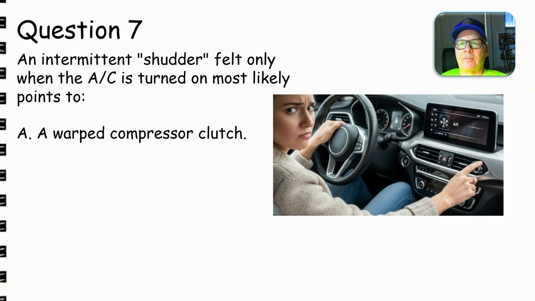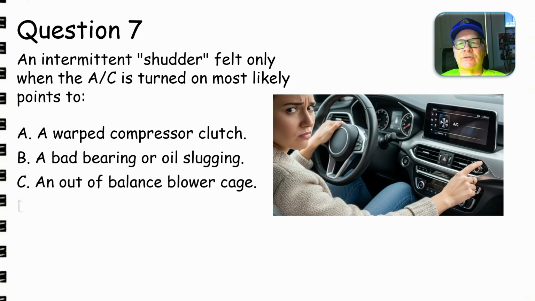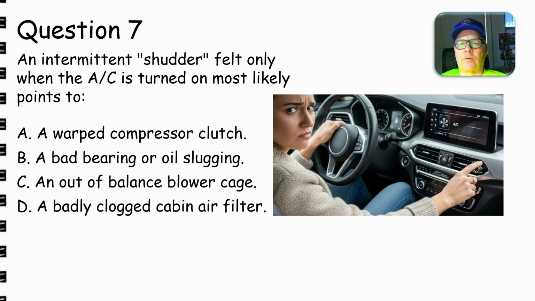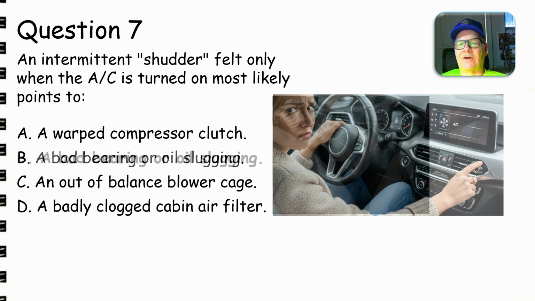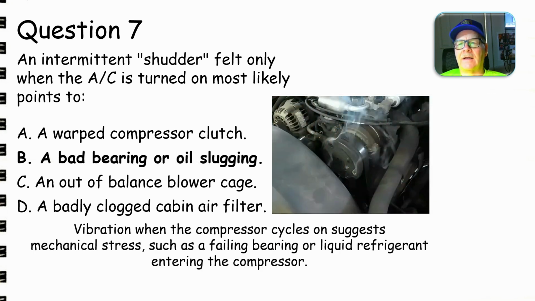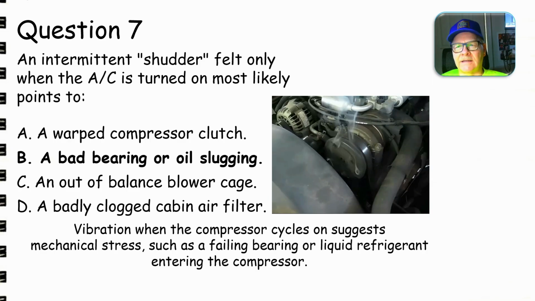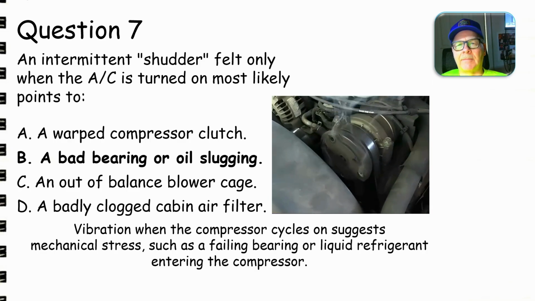Question 7, an intermittent shudder felt only when the AC is turned on most likely points to A, a warped compressor clutch, B, a bad bearing or oil slugging, C, an out of balance blower cage, or D, a badly clogged cabin air filter. Well, let's talk about that for a minute. If it's only when the AC is turned on, it's most likely a bad bearing or oil slugging.